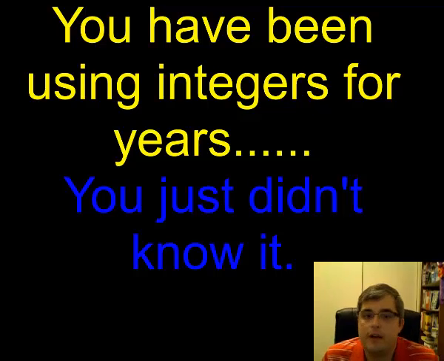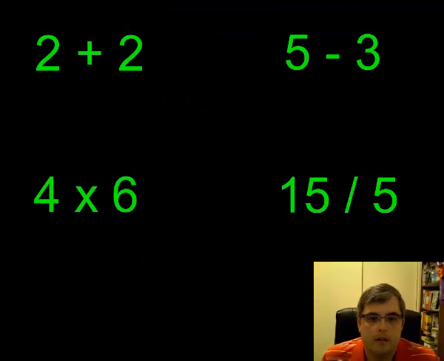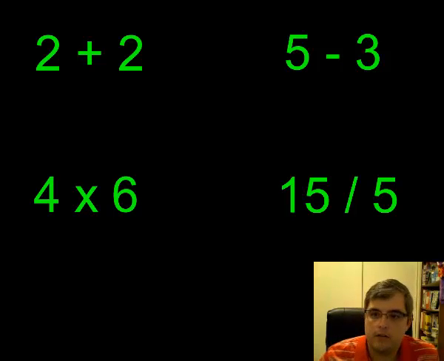Here's the crazy thing about integers. You've been using integers for years. You just didn't know you were using them. We didn't call them that. We just called them whole numbers. But integers are both the high, above 0 numbers, and the low, the negative numbers, the numbers below 0. So if you were looking back at what we've done in previous, these are all simple questions that you've done before.